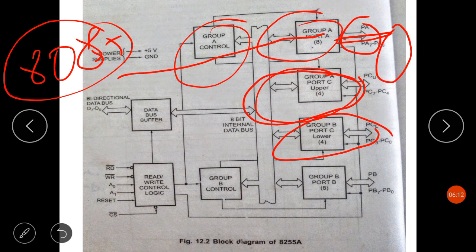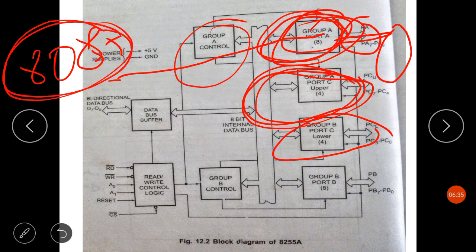The port B can be programmed in mode 0 or mode 1. When port B is programmed in mode 1, PC0 to PC2 lines of port C are used as handshaking signals. So getting my point, in mode 2 what is happening? Only group A is working, and in group A, port A is working as an 8-bit bidirectional bus, and the 8085 sends or receives data through this port A using the handshaking signals from port C of group A in mode 2. So this was all about input output modes.